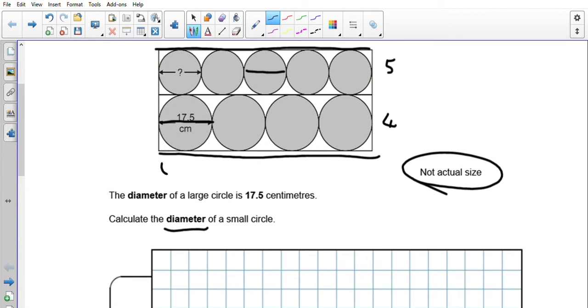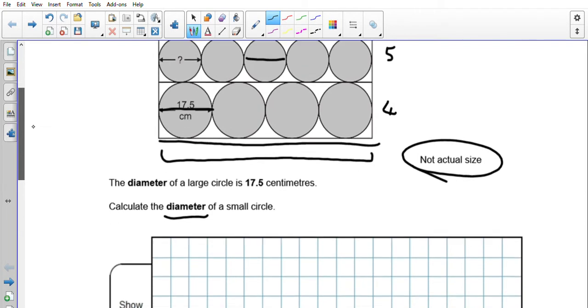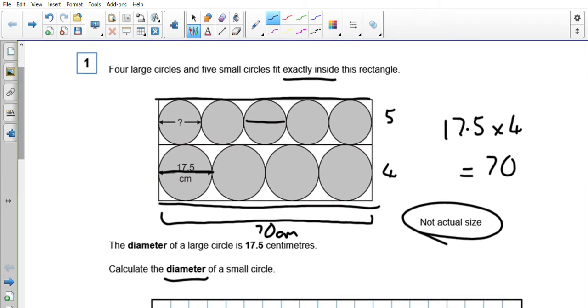If I want to work out the total length of this, what are we calling it? Rectangle. I was wondering if it was a box. I'm going to have to do 17.5 multiplied by 4, which is going to give me an answer of 70. That means that my distance here is 70 centimetres. Now if I want to work out the diameter of one of the smaller ones, there's 1, 2, 3, 4, 5 here, so I simply need to do 70 divided by 5, which will give me an answer of 14.